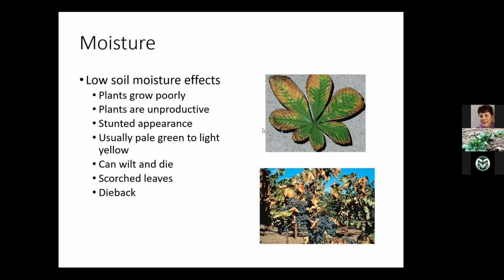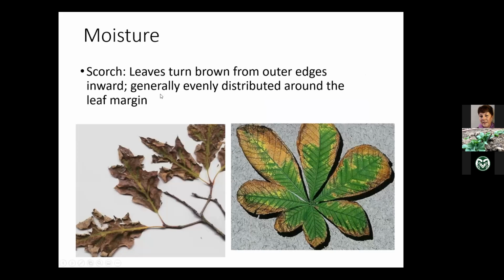So scorch, again, the leaves turn brown from the outer edges and it goes towards the inner part of the plant, usually evenly distributed around the leaf margin. And these oak leaves over here were really stressed out. This is leaf scorch on an oak tree. So again, it can be pretty bad. It can be kind of mild.